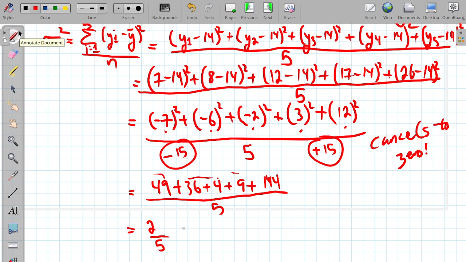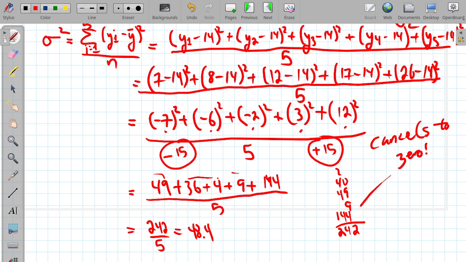Let's just check here. So we had 36 and 4. That makes 40. And then we had 49. That's 89, not 99. Okay, well, whatever. And then we have another 9 and 144. 9 and 9 is 18, and 4 ends in a 2. Carry the 2. That's 10. 4, carry the 1. 242. Okay. So this is going to be 48.4. This is why we check. And it's okay to do it by hand. Nothing wrong with that. Anyway, this is called the population variance.